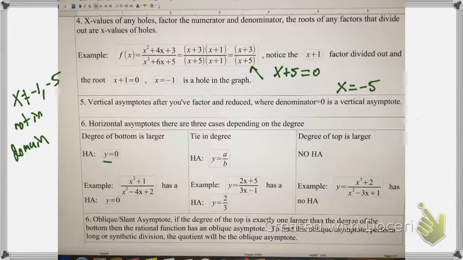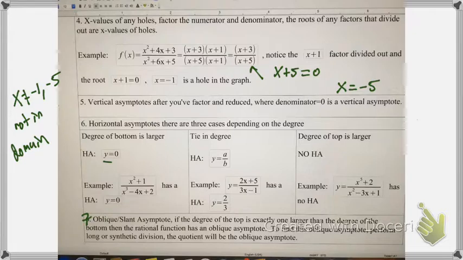Now, if the degree of the top is larger, you're not going to have a horizontal asymptote. Okay, so you won't have a horizontal asymptote. And looks like my number is not the best. That should be 7. Oblique or slant asymptote, so sometimes it's referred to as an oblique or slant asymptote.